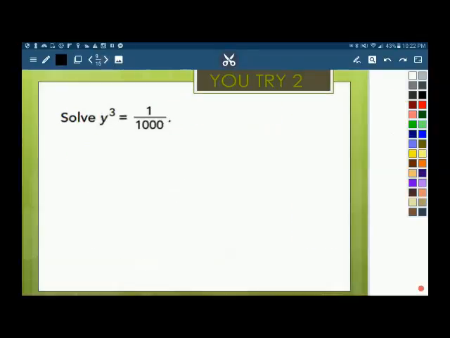Let's have you give this a try in your second U try. Now, this definitely is a perfect cube, okay? This one is 10 to the third power. That's what this number is under there. 10 cubed is 1,000. So you do have 1, which is a perfect cube. 1 cubed is 1. And you have 1,000, which is a perfect cube. I want you to do the same process and tell me what y has to equal if y cubed is 1 over 1,000.